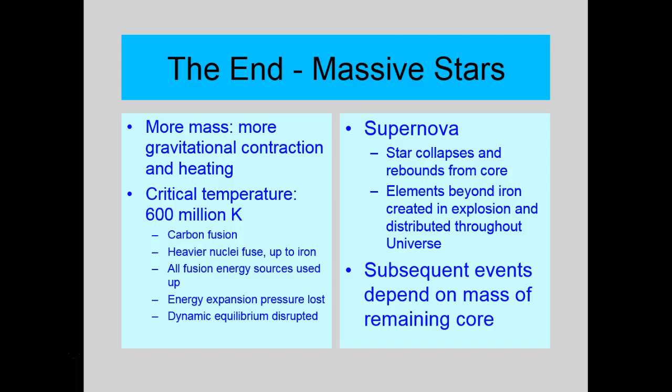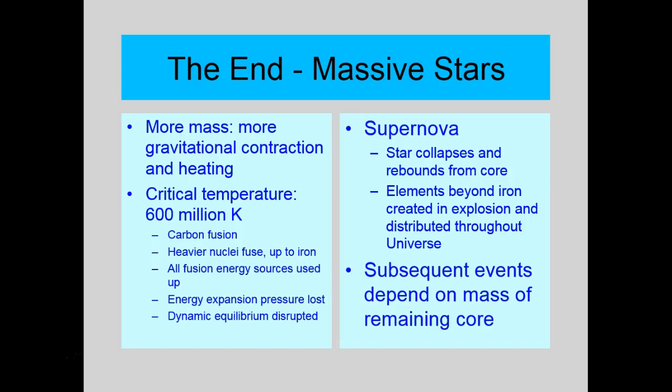The supernova occurs. Okay, the star collapses because there is no more fusion going on, no more blowing out. That dynamic equilibrium is disrupted, and it starts collapsing on itself again. You remember what happens like that? It starts heating up as it collapses. Not enough to do any more fusion. All the fusion's through, and it collapses on itself and then blows up. Okay? It rebounds from the core.